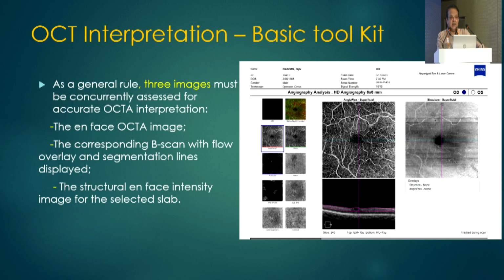Whenever you are interpreting an OCTA image, there are three images here. One is an en face image, which we call the angiographic image. Then you have a structural en face intensity image for the selected slab. And you have a corresponding B scan image. So whenever you are interpreting an OCTA image, all three images have to be taken into consideration before interpreting any disease pathology.